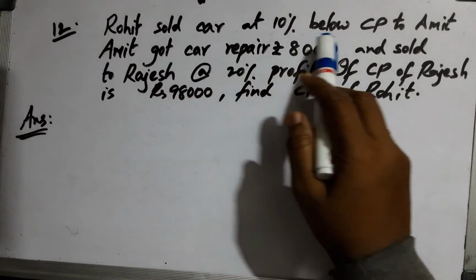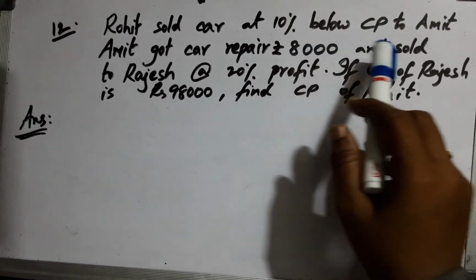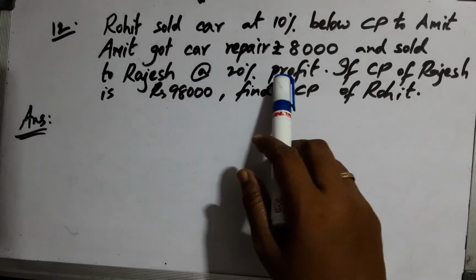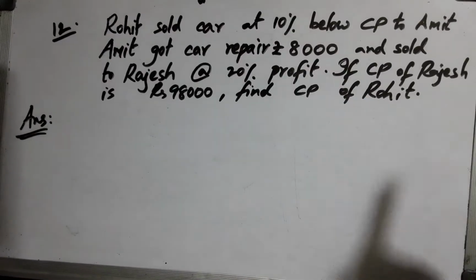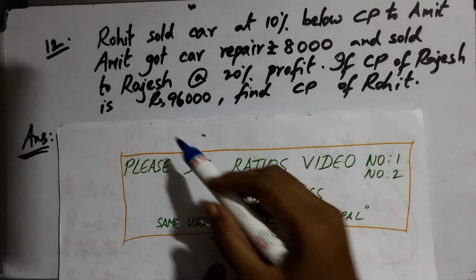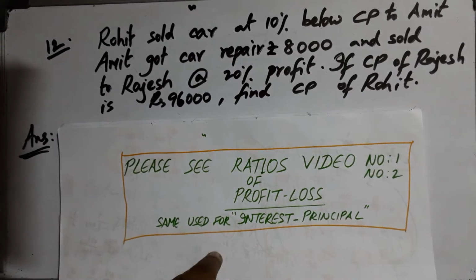Rohit sold a car at 10% below CP to Amit. Amit got the car repaired for 8,000 and sold it to Rajesh at 20% profit. If the CP of Rajesh is 96,000, find the CP of Rohit.